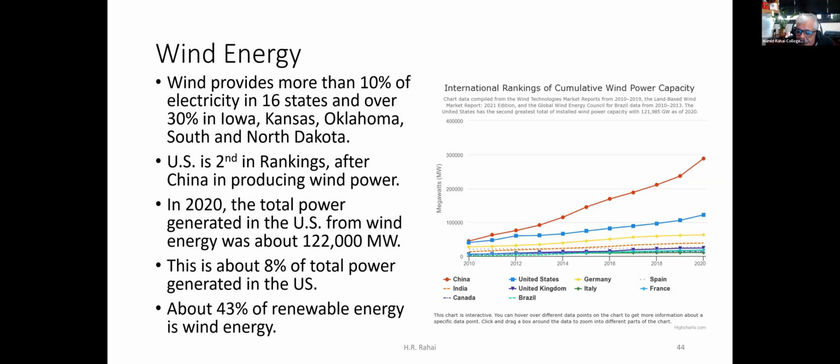And then on the right-hand side, it gives you the growth of wind energy. You can see China is very high, and then the next one is the US. After that it is Germany, followed by India, and then the rest of them are much lower than that.